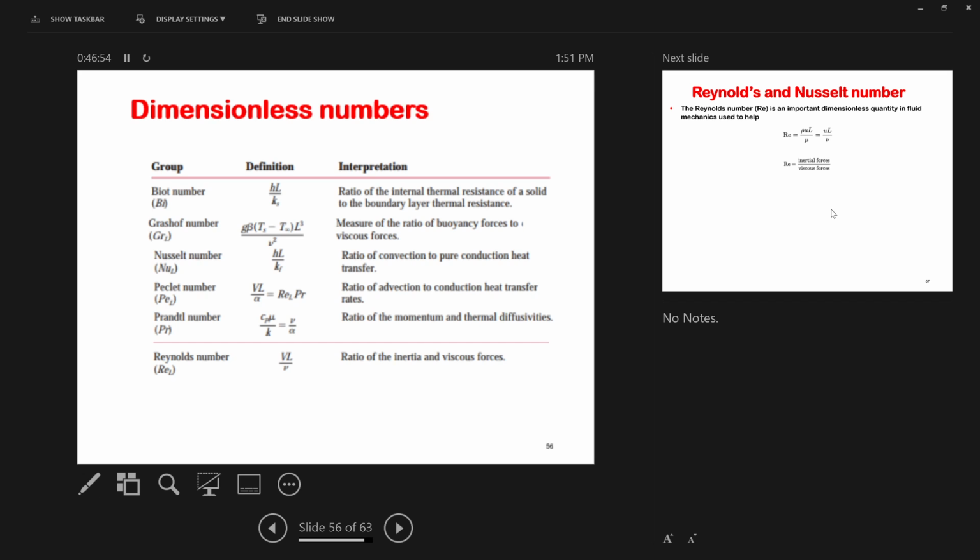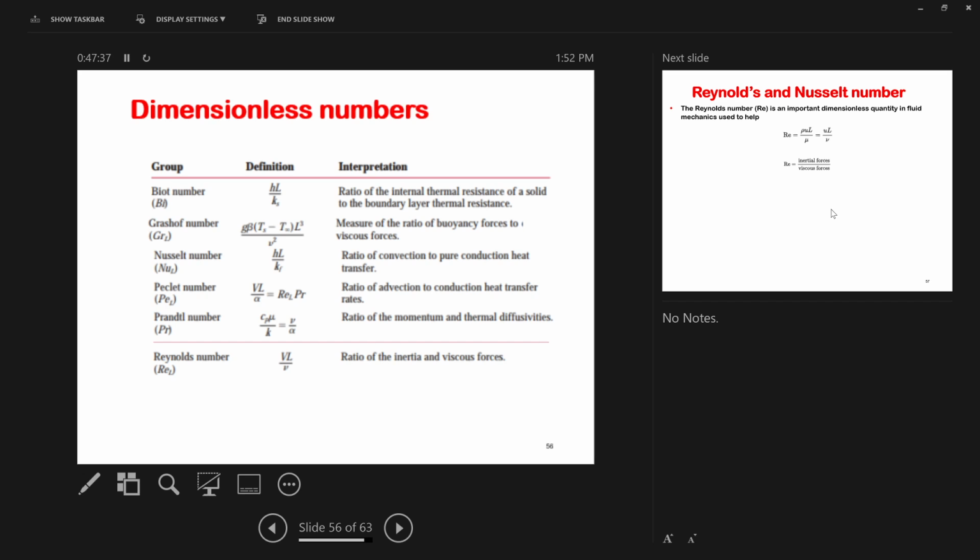Then the Grashof number that we discussed, we will discuss a little more. It essentially measures the ratio of the buoyancy forces to the viscous forces. Then we have the Nusselt number, which is also a very important dimensionless parameter when you're dealing with convection. It is the ratio of convection to pure conduction heat transfer of a fluid. So the equations of the Nusselt number and the Biot number look pretty similar, but the difference is that in the Biot number analysis, you are comparing the convective power of a fluid to the conductive power of the solid that is immersed in that fluid, right?